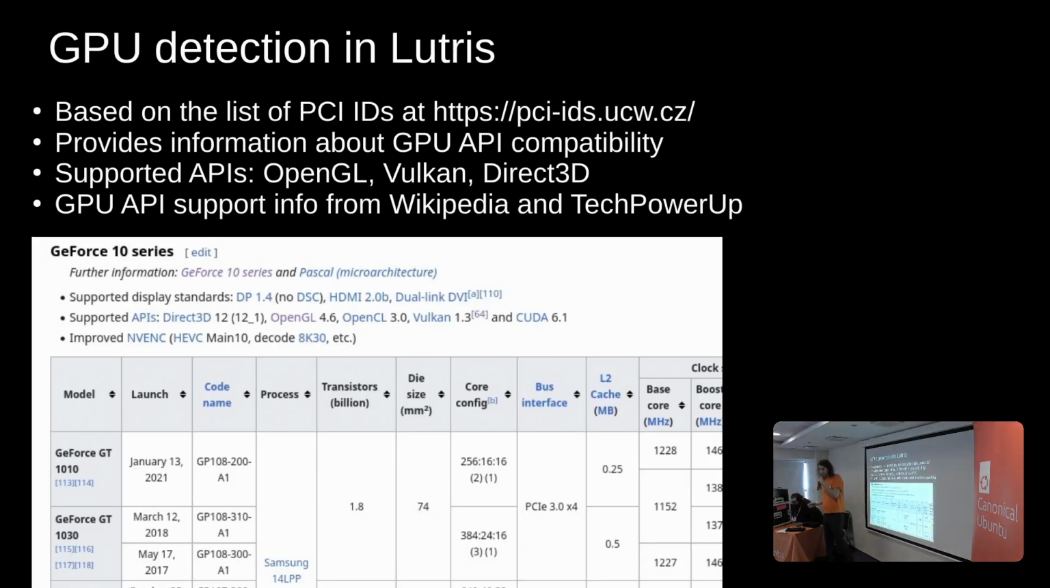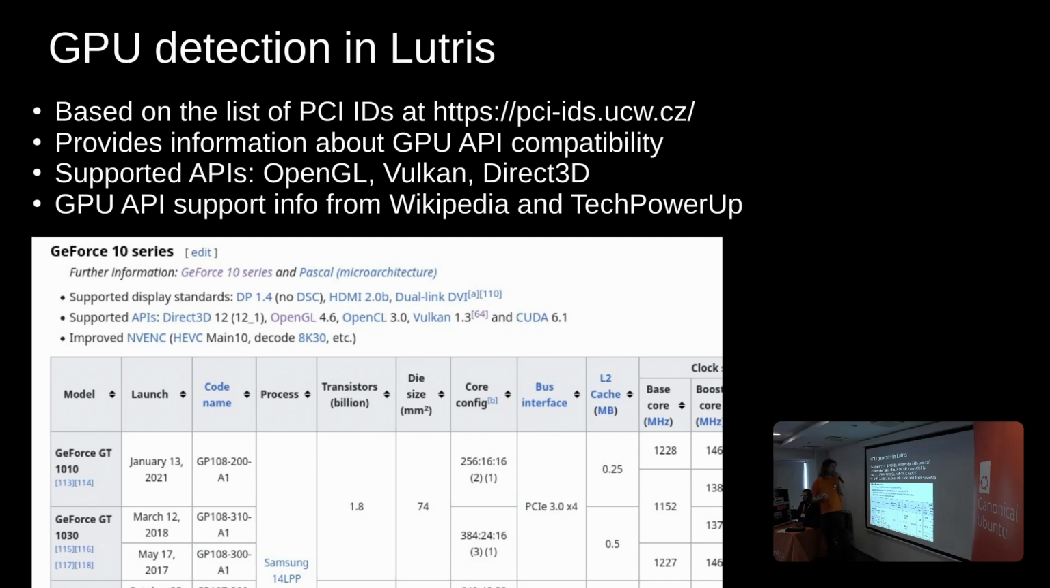So recently we added, in the release of Lutris that was released a few weeks ago, a new feature that will detect what GPUs you have on your system, and it will send the PCI IDs of those to the Lutris website, and it will return the APIs that you can download.